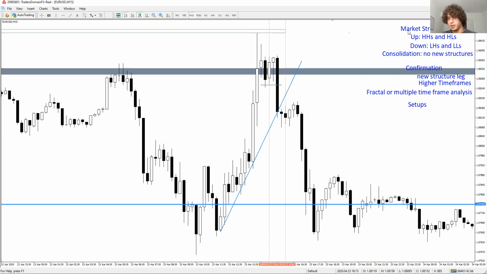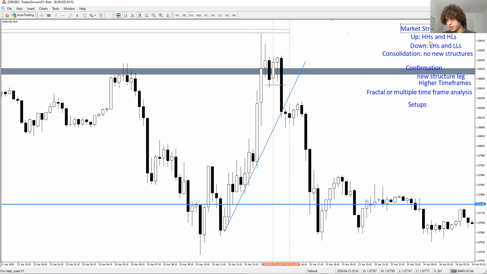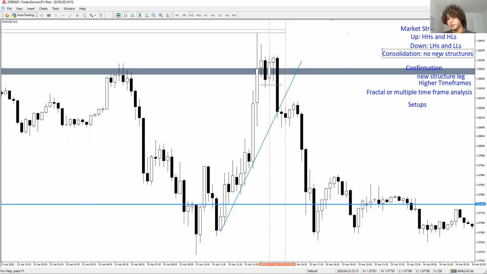What's market structure doing? Higher highs, higher lows. If it's consolidating, don't do anything. Just wait for a break. Unless you want to play ping pong trading up and down, but I don't recommend that. So confirmation, is it breaking? Is there a new structural leg? You can even draw trend lines.